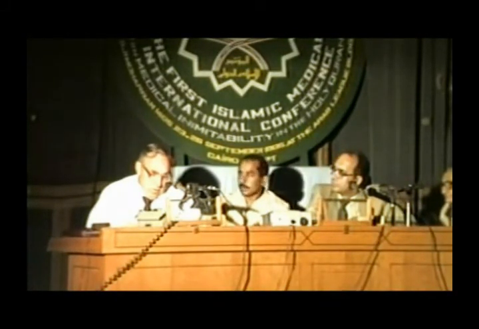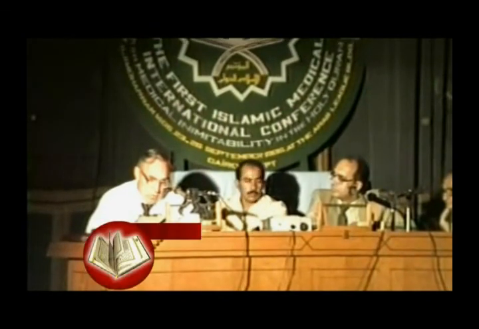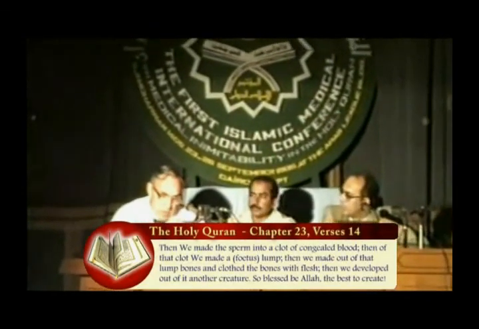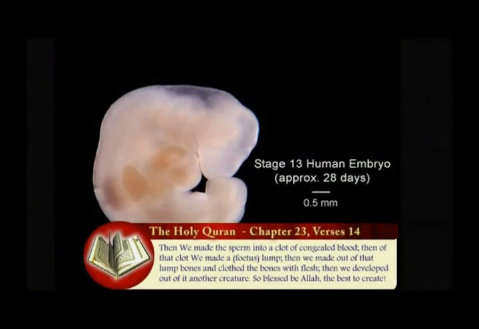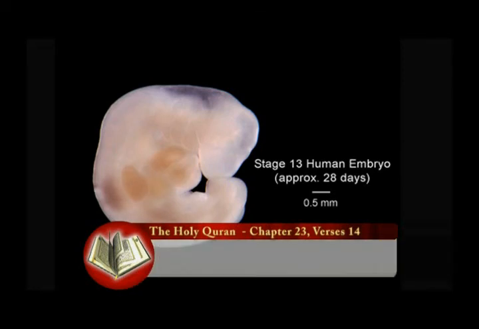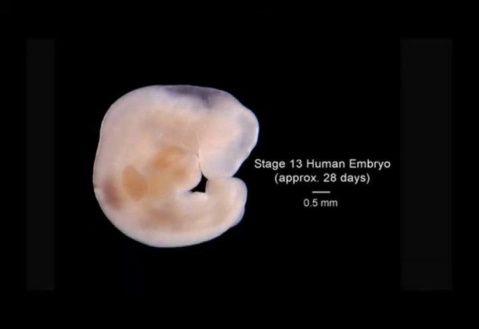This is the mudga stage, from Surah Al-Mu'minun, Ayah 1 to 14, and I repeated that before. Then we created the drop into a leech-like structure. Then of that leech-like structure, we made a chewed-like substance, which you can see here, and begins during the 6th week.